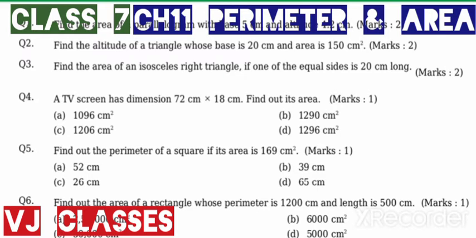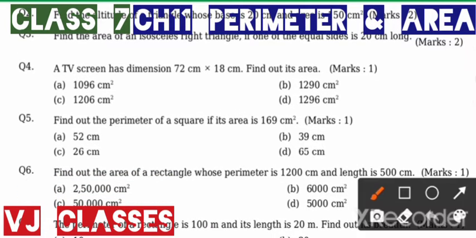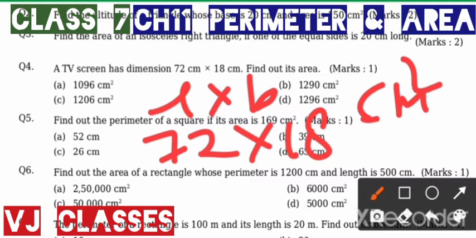Okay, a TV screen has dimension is given, find the area. TV screen, it is dimension of rectangle, so rectangle area is L into B. If you multiply 72 into 18, you will get your answer here. Okay, fine. And don't forget to put the centimeter square in area, because area always comes in centimeter square.